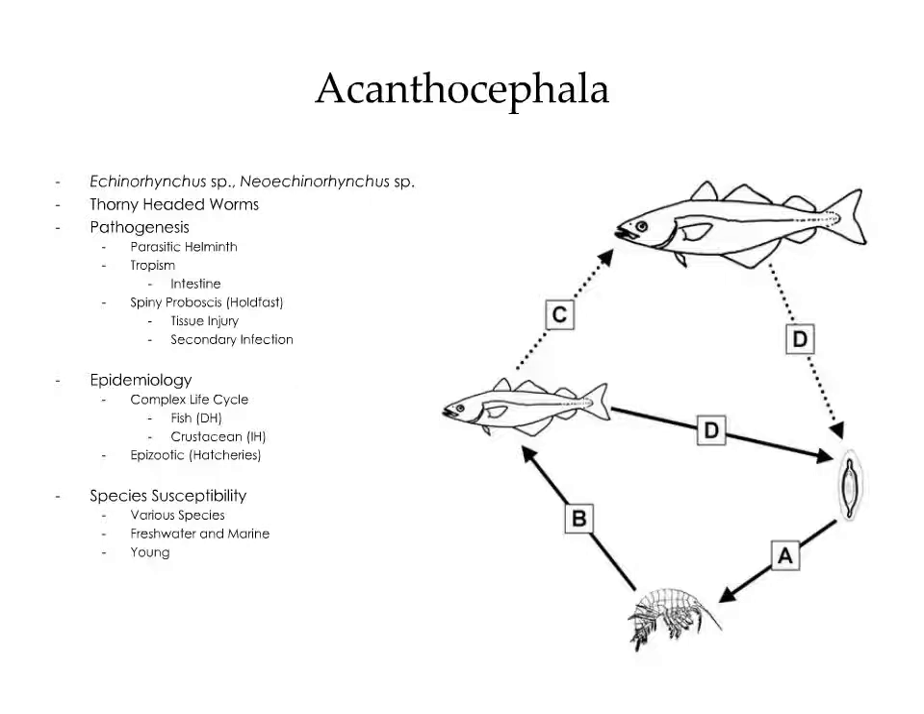In regards to epidemiology, the parasite has a complex life cycle. Fish typically serve as the definitive host, whereas the crustacean serves as the intermediate host. Epizootics typically occur in hatcheries. Various species of fish in both the freshwater and marine environment are susceptible to infection. Younger fish are particularly predisposed.